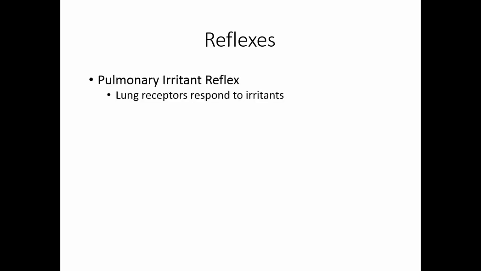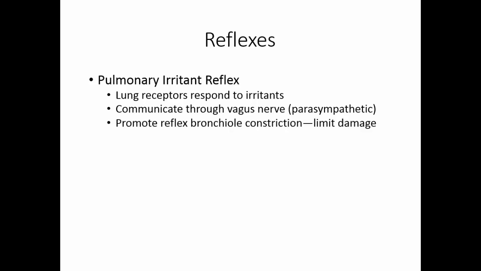There are a couple of reflexes that will affect rate of breathing. One is the pulmonary irritant reflex. You have lung receptors that respond to irritants. These communicate through the vagus nerve, and you'll remember the vagus nerve is part of the parasympathetic system. The parasympathetic system causes bronchial constriction. The idea would be that the irritant would be stopped from entering the lungs so that we would limit damage. Irritants may also stimulate the cough reflex.